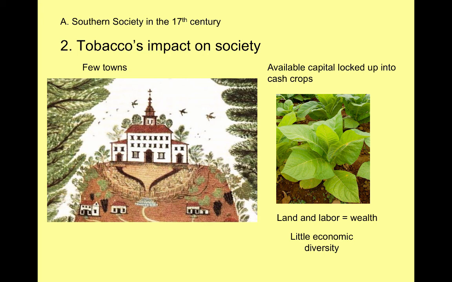In addition to that, wealth is also measured by how much labor you can control. You need two things to really grow that tobacco: you need lots of land, and then you have access to lots of cheap labor. And so if you have both of those things, you're considered one of the elite, one of the planters, one of the people who control Southern society.